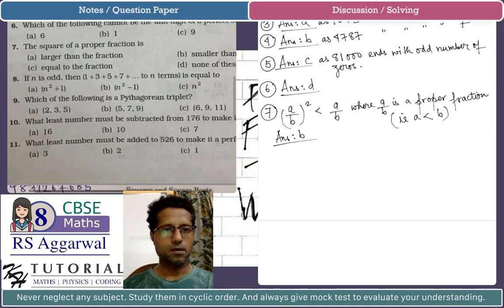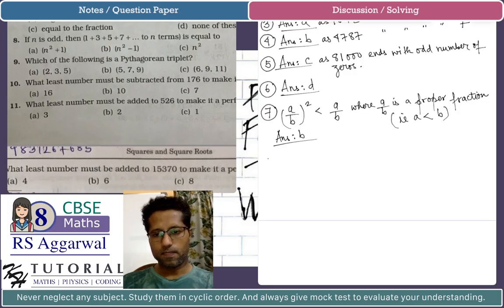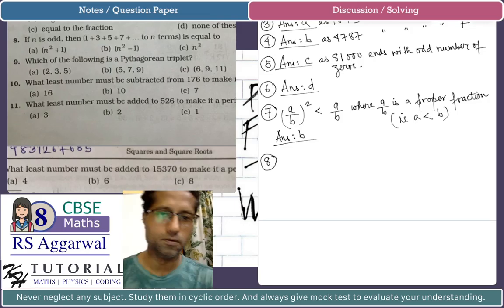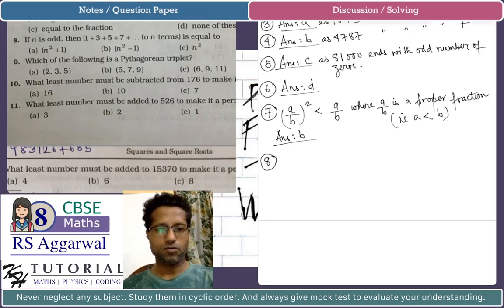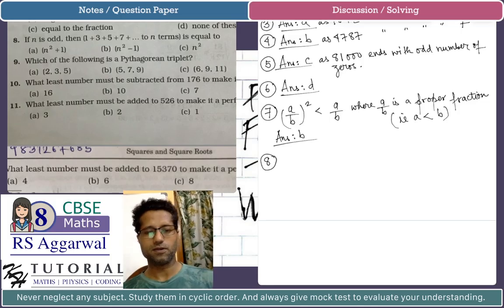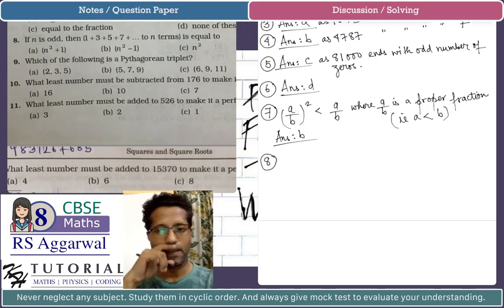Okay, let's do problem number 8. Now, it is highly possible that I won't be able to solve any one of these problems because I have forgotten the concepts. Even though I have recently completed the chapter on squares and square numbers, it is not the case that I remember all the concepts. So that is a possibility.